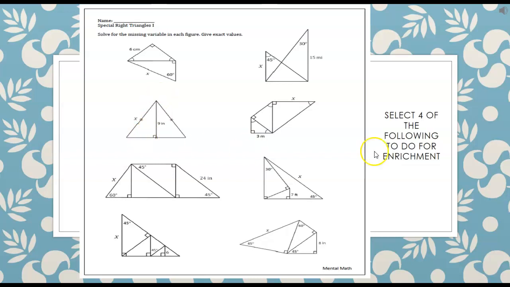As you can see over here, I'm going to ask the students to select 4 of the following to do for enrichment. And again, they start to increase in difficulty level, so depending on what the student is up for, they can choose one that's more basic, like number 1 and 2, or if they're looking for ones that are more difficult, like the following 2 at the bottom.